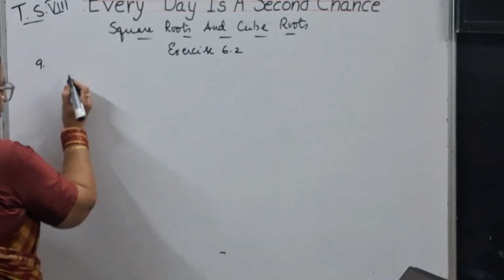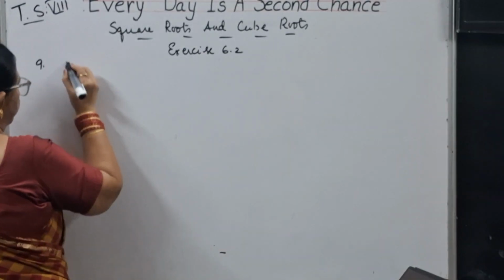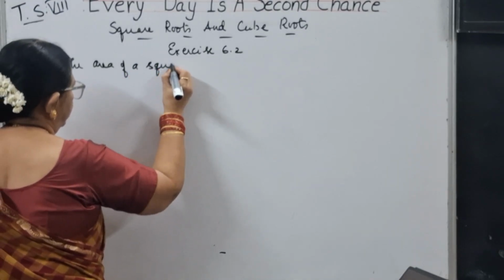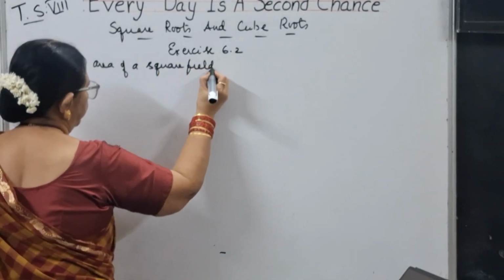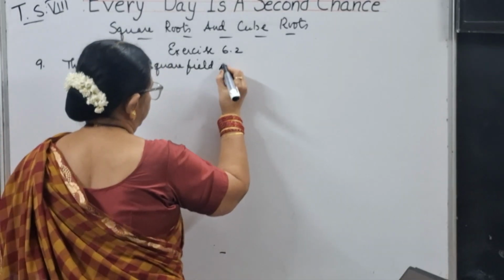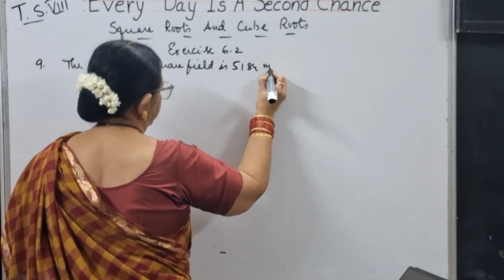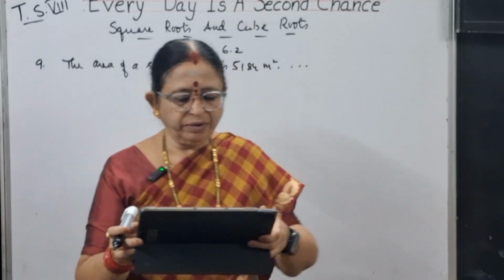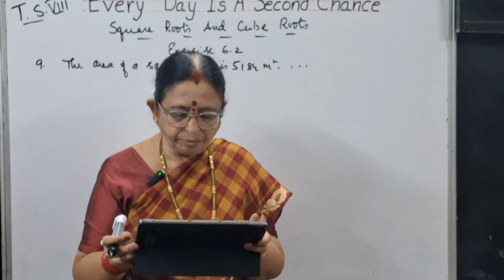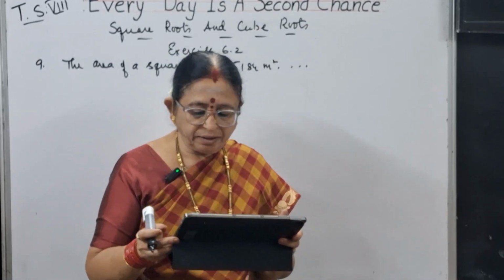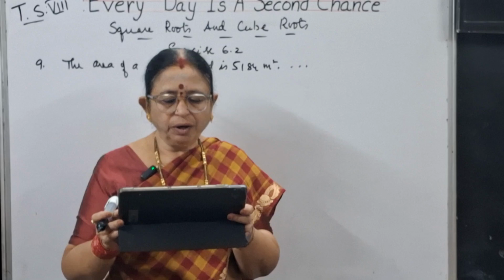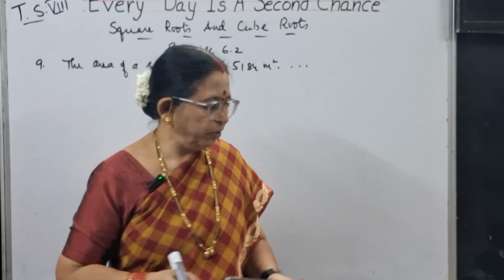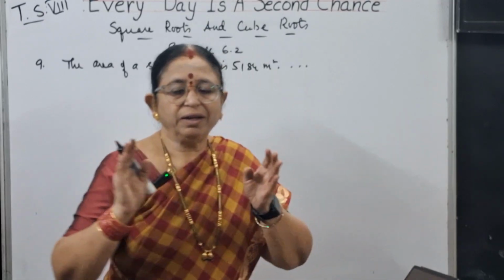Now, 9th problem, children. The area of a square field is 5184 square meters. Find the area of a rectangular field whose perimeter is equal to the perimeter of the square field and whose length is twice the breadth. You have got a square field, they have given the area.